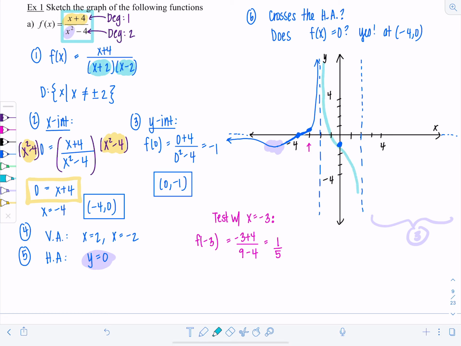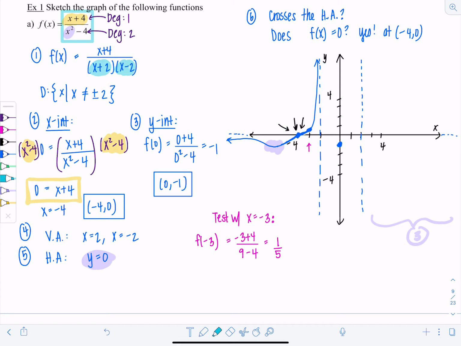This is an option. We could have something looking like -x cubed smashed in there. What's wrong with it? Well, look, I just crossed the x-axis. That's not allowed. I have the one and only x-intercept. Do you remember where the only x-intercept is? It's right here at -40. So we're not allowed to cross the x-axis anywhere else.